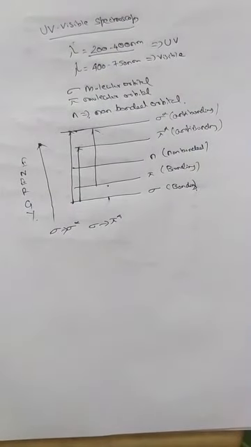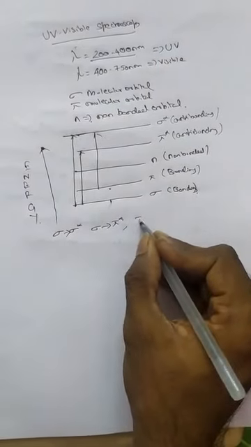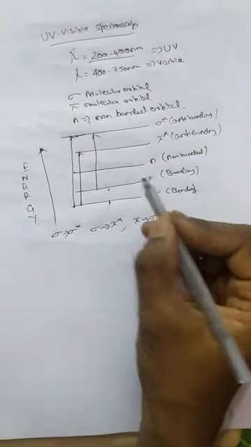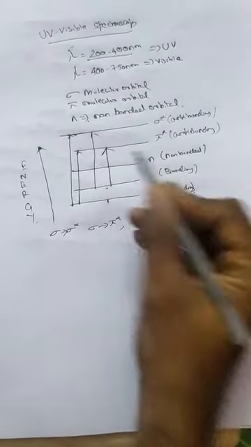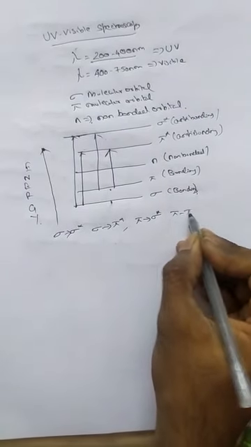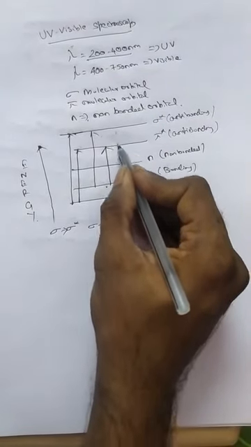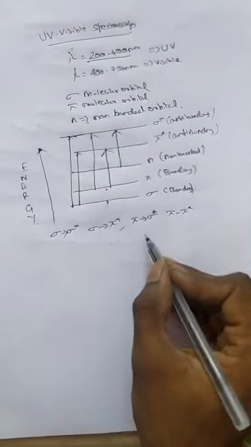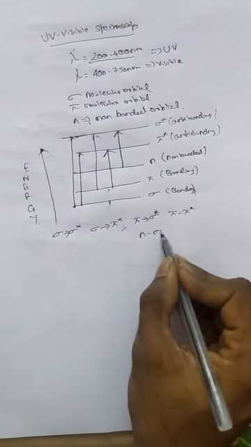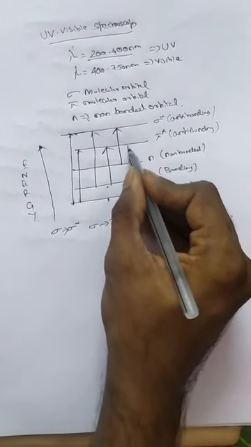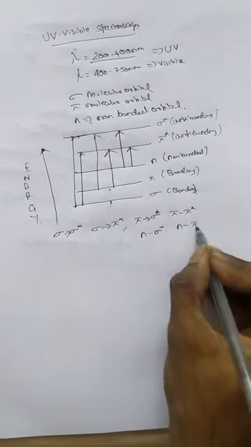An electron from the pi orbital can get excited to the sigma star orbital, which is called pi to sigma star, and from pi it can go to the pi star orbital, which is called pi to pi star. Electron from a non-bonding molecular orbital can go to a sigma star orbital, which is called n to sigma star, and from the n orbital the electron can go to a pi star orbital, so n to pi star.